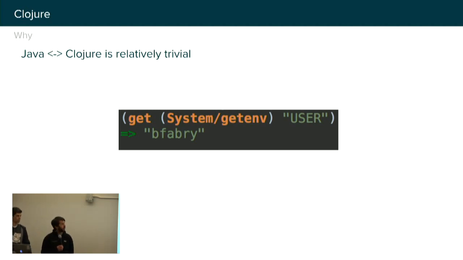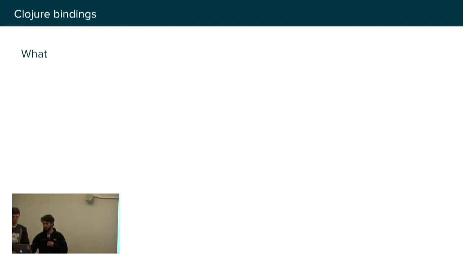Another reason is that the Beam SDK is written in Java, and Clojure has really good Java interop. So basically I can just use the Beam SDK from Java, especially when we need to. For example, System.getenv is a Java thing, and I'm just calling the Clojure get method on it there to get a value. So that's another reason.